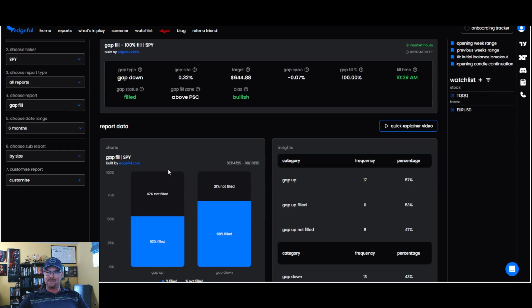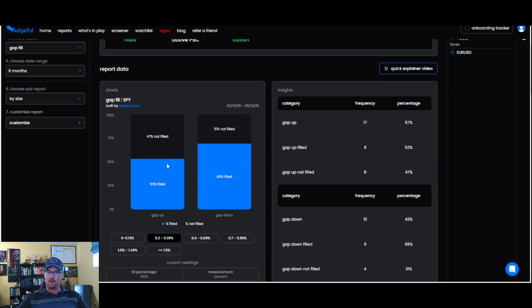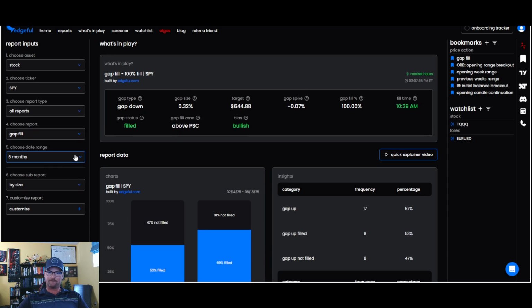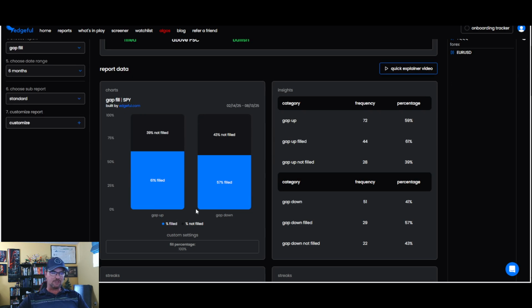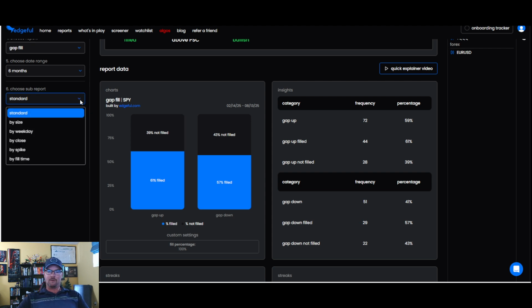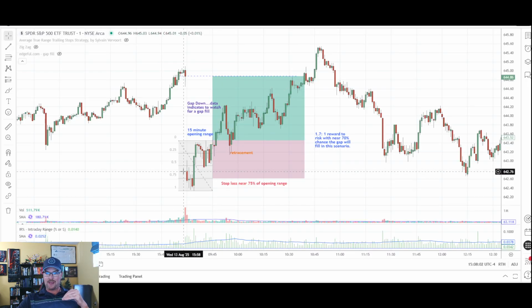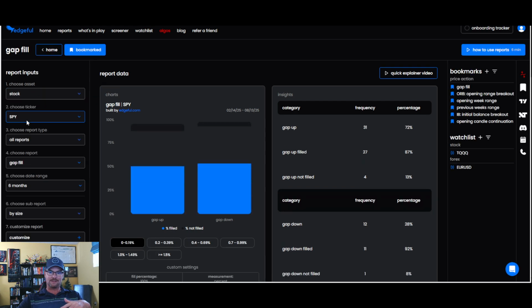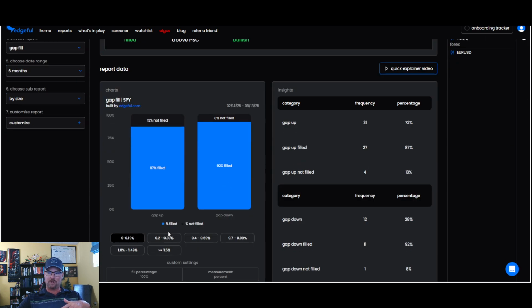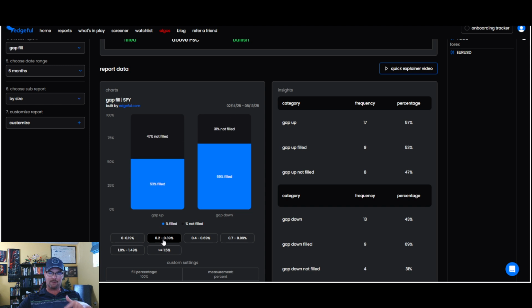And so what we see here is on a gap fill, what I'm most interested in. I have this set to gap fill. We can just go standard. You can see that gaps fill about 60% of the time over the last 6 months. And if we break it down by size, today when the market opened, we had a gap down 0.3%. So if we go by size, we can see, okay, we know we're in this area. We gap down 0.3%, 70% filled.